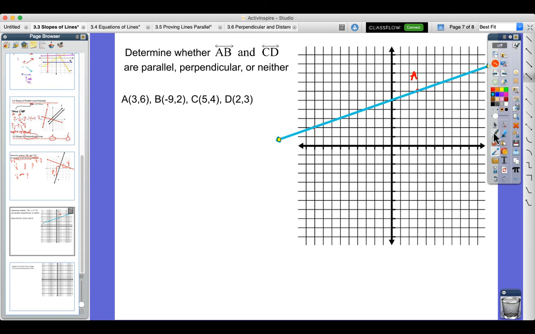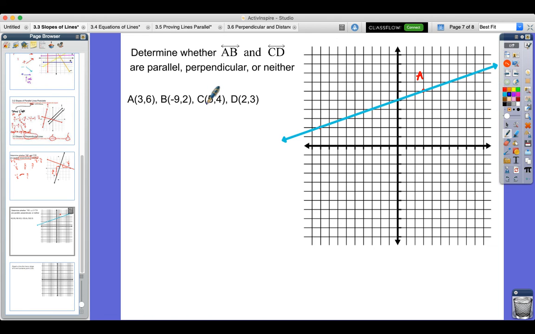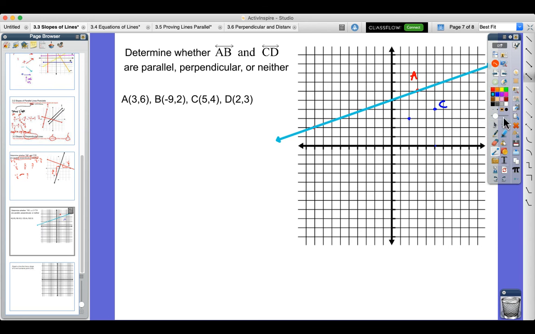All right, and our next one right here is CD. So we graph C. 1, 2, 3, 4, 5, 6. 1, 2, 3, 4, 5. And then 4, 1, 2, 3, 4. Okay, so that's C. And D will be at 2, 3, 1, 2, 3. Right there. Oh, look at these two. Oh, look at that. Eye test says what, y'all? They look parallel.